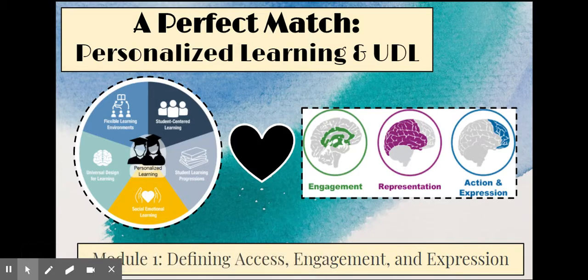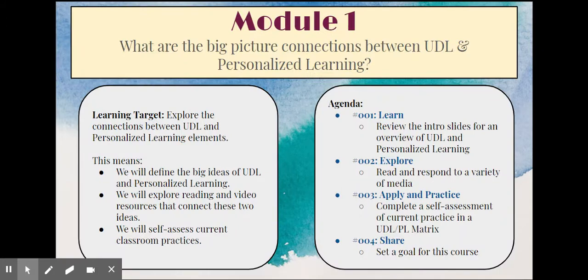We're going to look at the 5 elements of personalized learning and the 3 elements of UDL and do some matrix work and see where we see those pieces in each of our elements of personalized learning. So this module overview is really going to be an overview of what UDL is and what personalized learning is, so that everybody has similar language and we're all working from the same place.